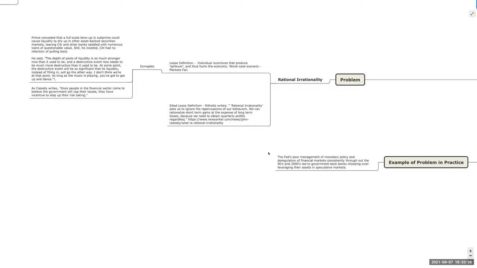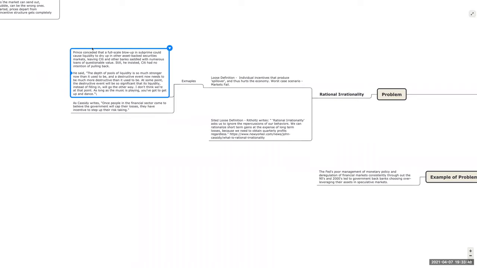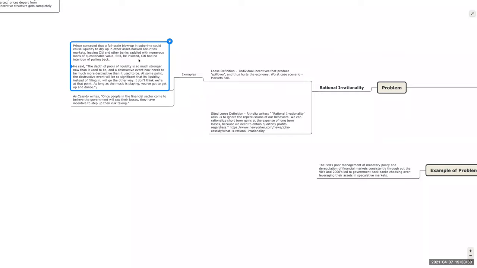concerning the financial crisis, the Great Recession of 2007-2008. Prince was the CEO of Citi. He conceded that a full-scale blow-up of subprime loans could cause liquidity to dry up in other asset-backed security markets, leaving Citi and other banks saddled with numerous loans of questionable value. Still, he insisted Citi had no intention of pulling back. He said the depth of pools of liquidity is so much stronger now than it used to be, and the destructive event now needs to be much more destructive than it used to be.